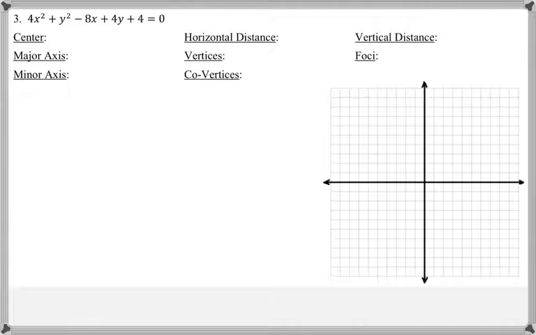Question number 3 is not in the correct form to read the information for the ellipse. So we need to get it into the correct form by using completing the square, and then we will be able to read the information. So I'm going to put a note here that we need to get into the correct form so we can read the information.